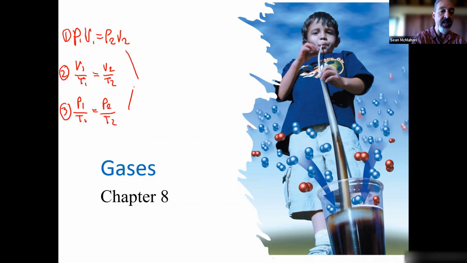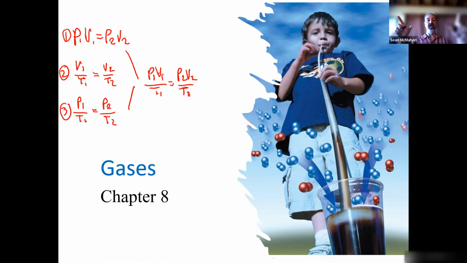All of these came together to provide us with the combined gas law, P1 V1 over T1 equals P2 V2 over T2. So we've discussed three variables primarily for the basic gas laws, and all of these came together to produce the combined gas law.